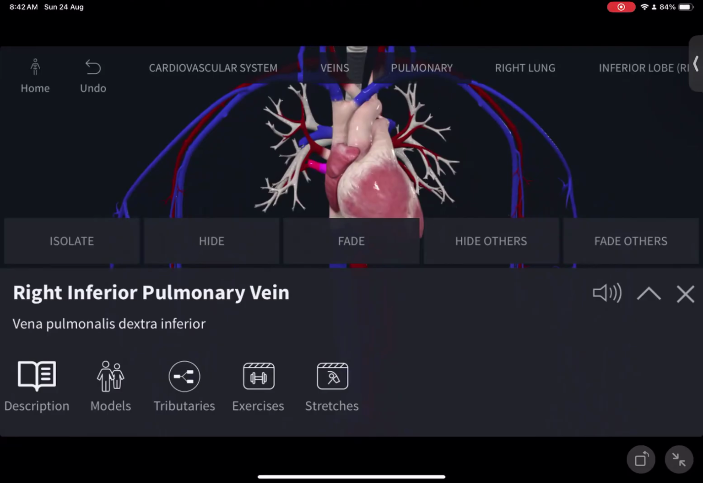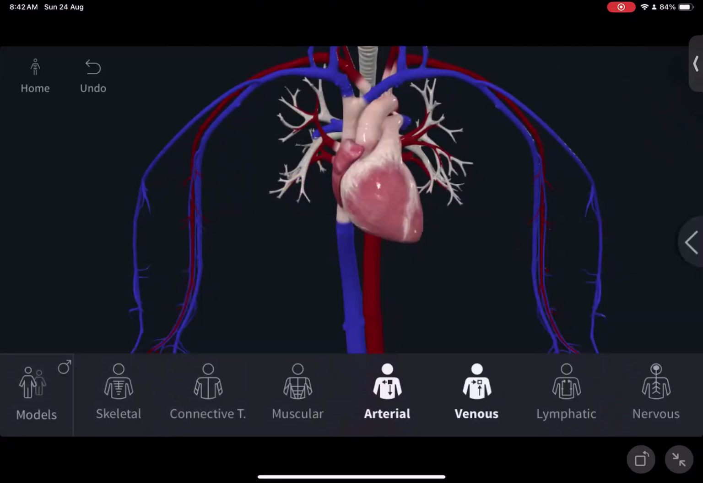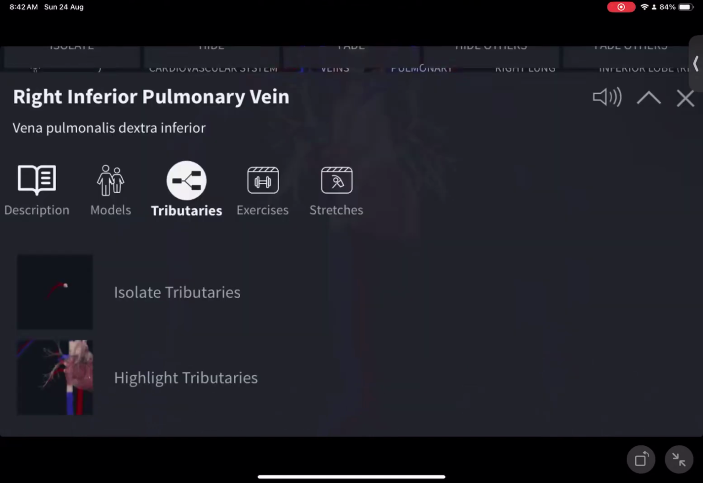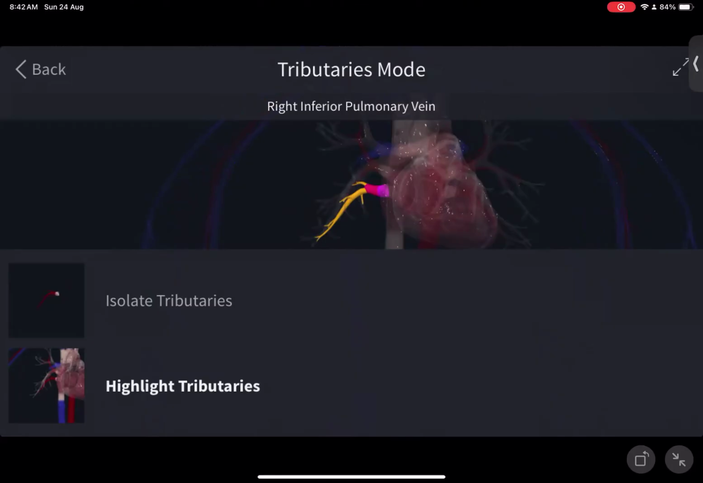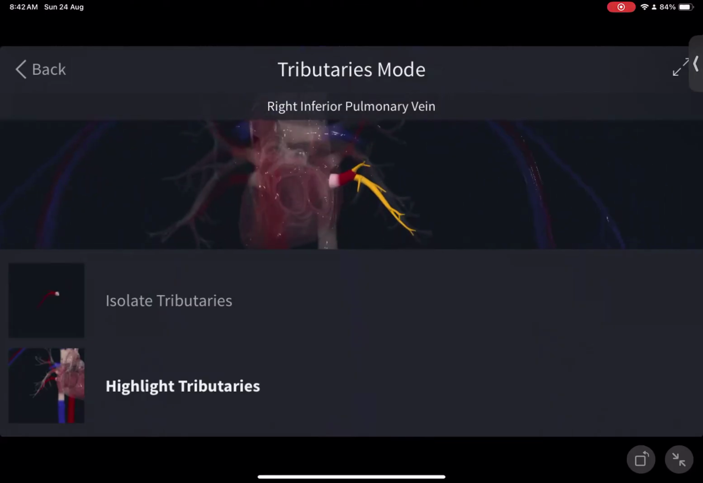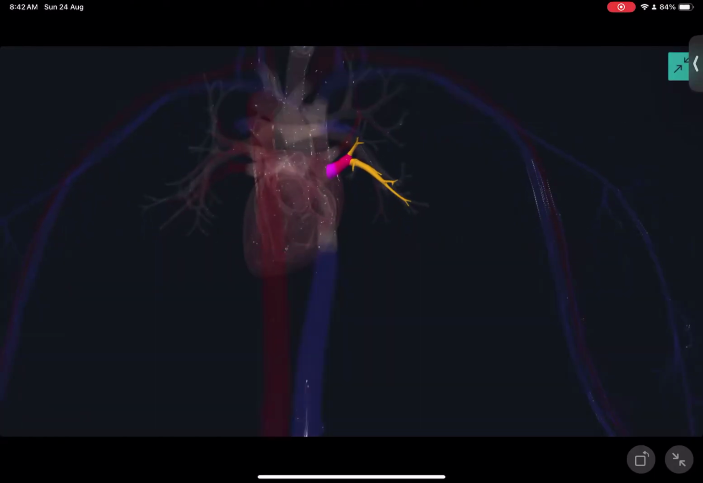So there are two pairs of pulmonary veins. From each lung you will have a superior and an inferior pulmonary vein that opens into the left atrium. I repeat, it opens into the left atrium. So if we look at its tributaries or its branches, we can just fade the others, and you can see here the tributaries, and then they will go on to open into the left atrium of the heart.